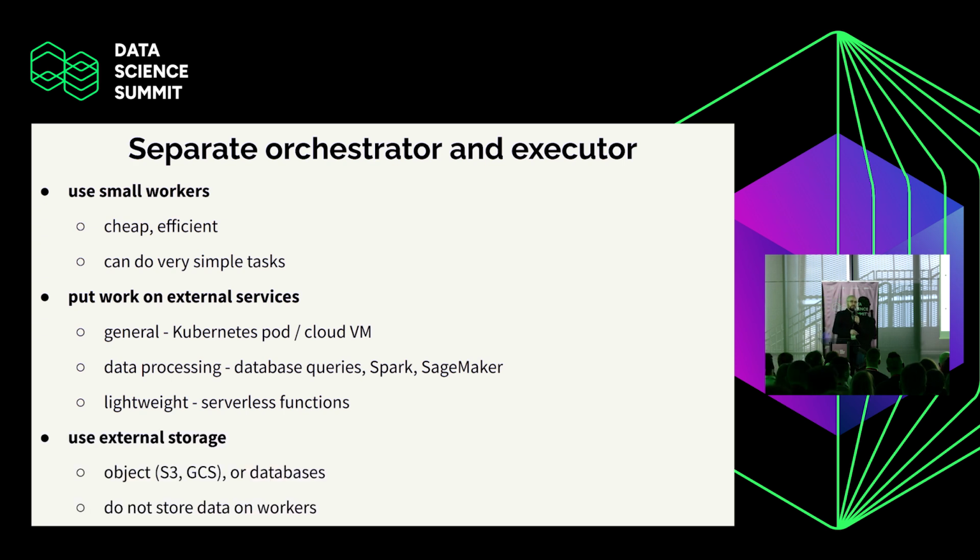And you should also use external storage, because orchestrators are not for computation and they are not for holding data. For example, if you pass a lot of data between Airflow tasks, by default, they all get serialized to a Postgres blob object and then get deserialized. So it takes a lot of work. So instead, you should use some object storage like S3 or GCS, or use databases dedicated for your data type. And you should not store data on workers themselves.